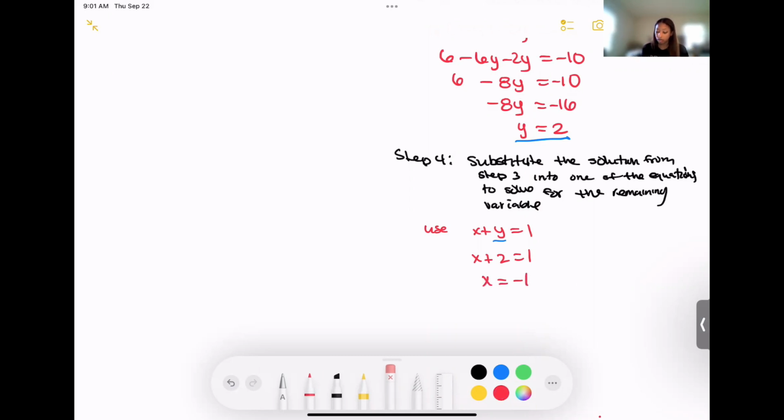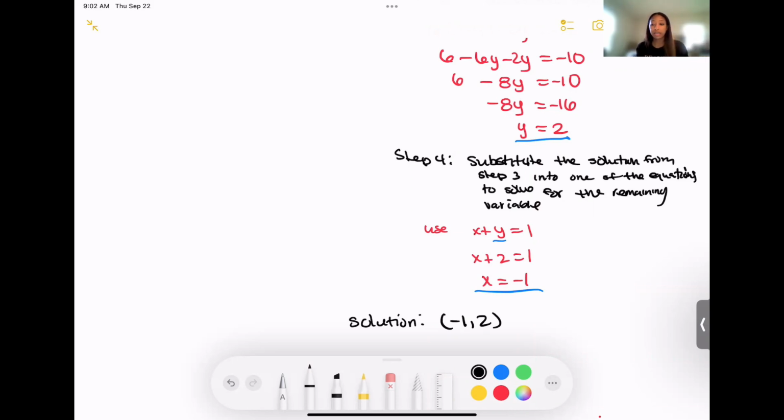All right, so we have our x, we have our y. Final thing we need to do here is write our solution as an ordered pair. So last step, writing out our solution. Solution, you want to write an ordered pair, x comma y. So it would be negative 1 comma 2. And that's it. Yay, we've solved the system using substitution.